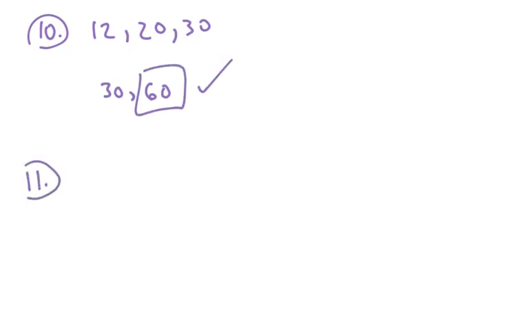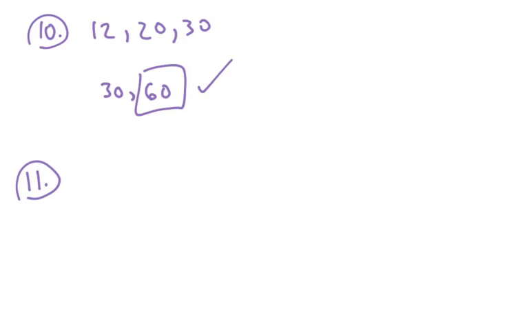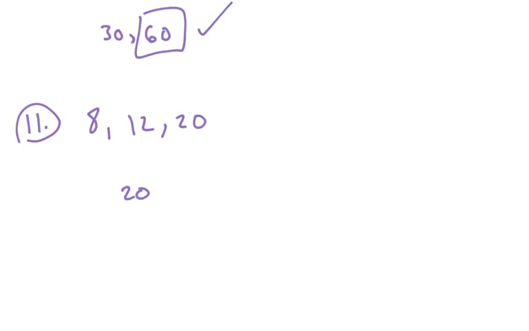Let's look at number 11. 8, 12, 20. Again, take the highest number. Ask yourself, does 8 go into 20? It does not. So the next multiple will be 20 times 2, which is 40. Does 8 go into 40? It does. But does 12 go into 40? No, it does not. So the next one would be 60, which is 20 times 3.